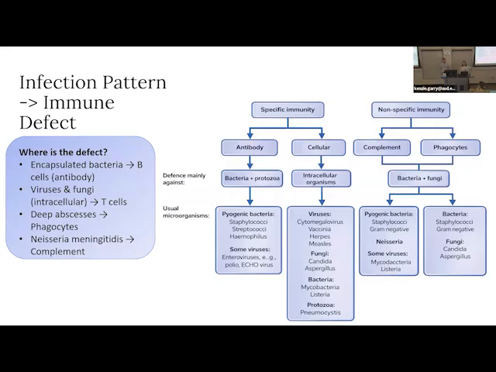So you can look at that chart to work from the bottom up. We can see that the encapsulated bacteria, if we move up, that's going to be your antibody deficiencies. I won't go through all these.